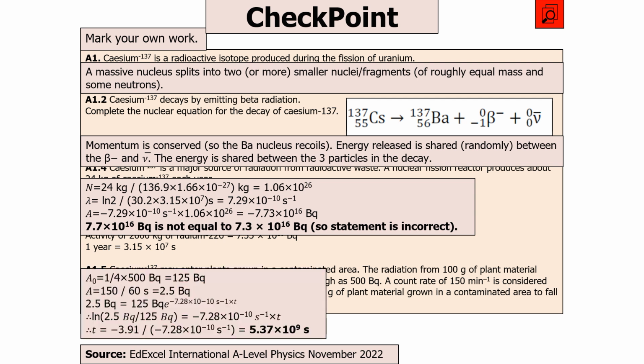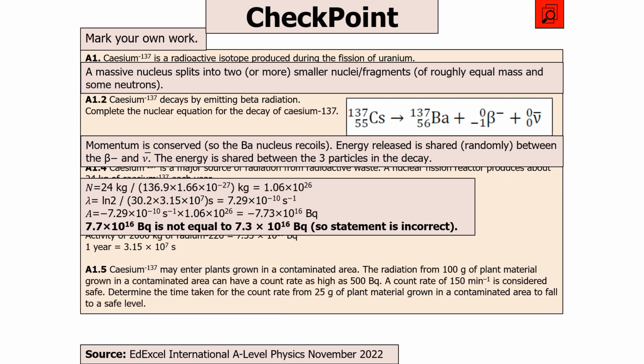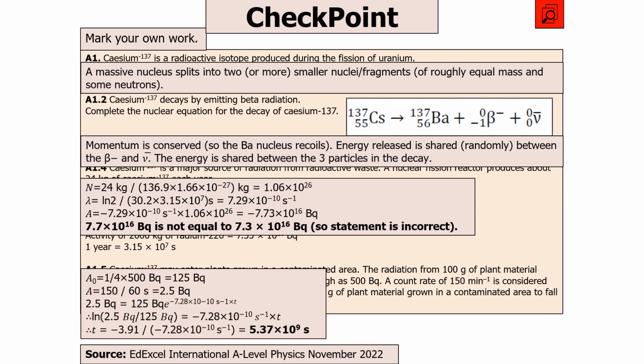In the next question, we know A is equal to a quarter of the initial, because if we look down, we can see how long it's taken to drop there. It's quartered, so it's going to be a quarter of the initial, so 125 becquerels. In terms of seconds, that's going to be 2.5 in your activity, because you know it's 150 count rate per minute, so per second is 2.5 becquerels.